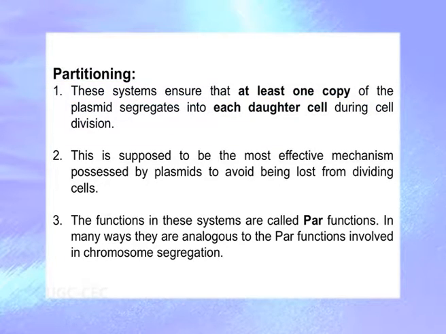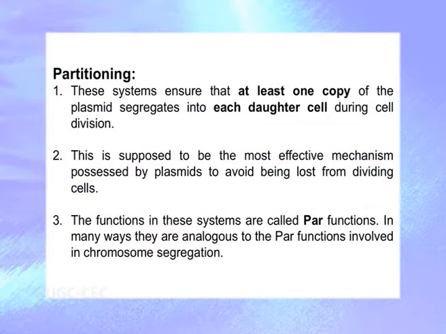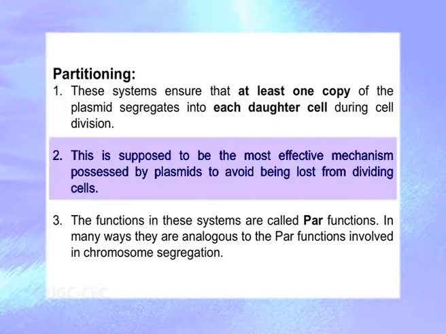The third mechanism of getting rid of curing of a plasmid, or to prevent curing of a plasmid, is the partitioning system. The partitioning system is a very important system that is present inside the plasmid, which makes sure that during cell division, each and every cell receives a copy of the plasmid. So this partitioning system makes sure that at least one copy of the plasmid is retained within the daughter cell. This is supposed to be the most effective mechanism possessed by plasmids to avoid the loss of the plasmid during cell division.